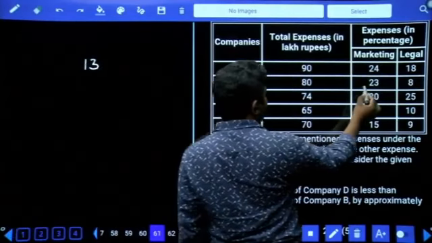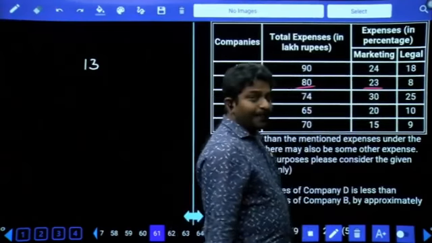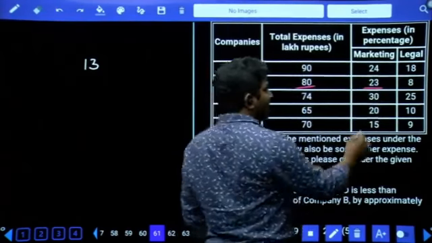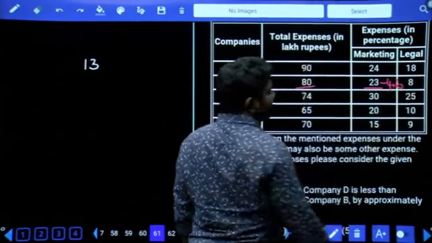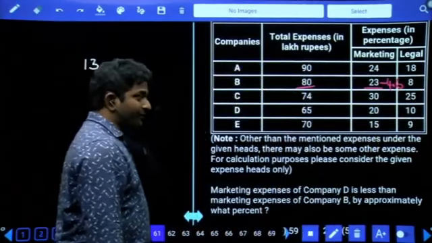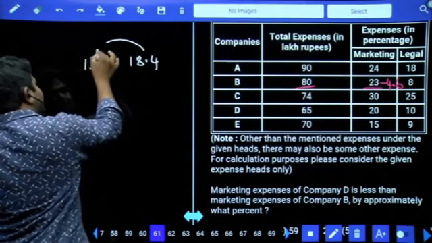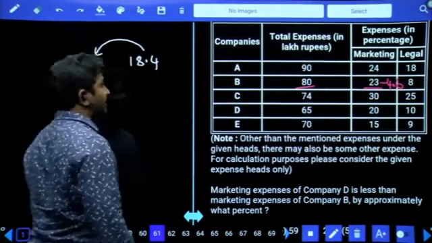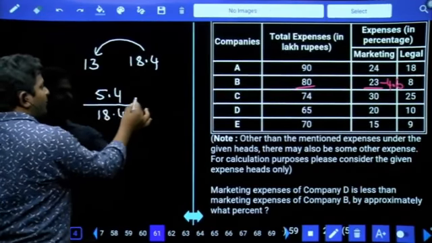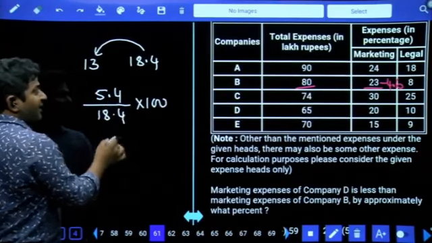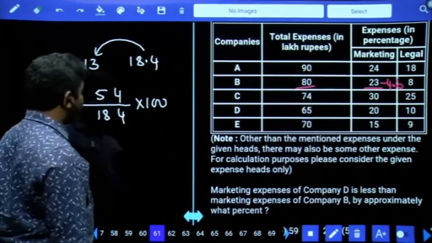Marketing expenses of company B, 23% of 80 or 80% of 23. Getting 80% is easy to calculate. From this subtract 20%. 20% is equal to 4.6. If you subtract 4.6 from 23, that is equal to 18.4. With respect to 18.4, 13 is what percentage less? 5.4 less out of 18.4, percentage into 100. After decimal, both in numerator and denominator, there is only one digit. So if we treat it as 54 by 184.